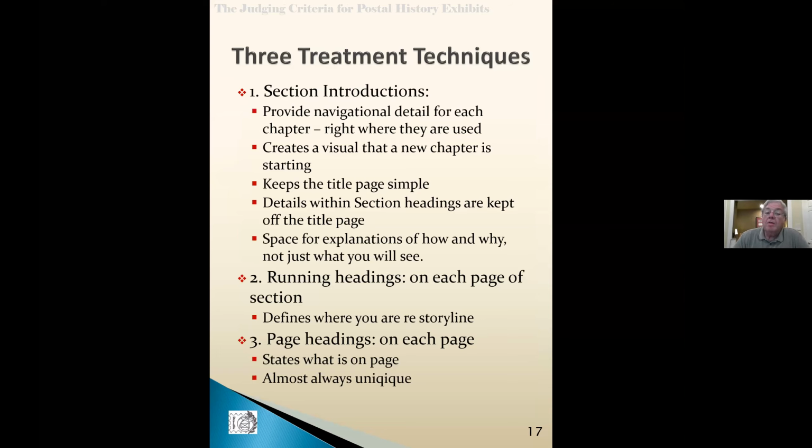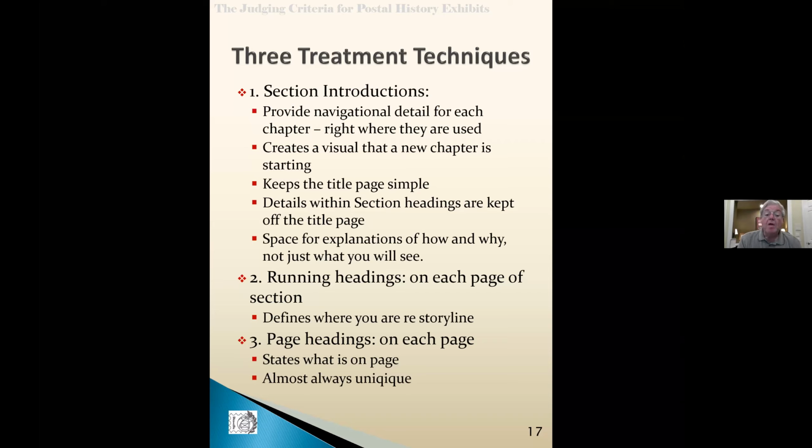The 3 treatment techniques are very important. I'm going to talk a lot about the 3 treatment techniques: section introduction, running headings, and page headings. Section introductions provide the navigational detail for each chapter. You put that at the beginning of a chapter and it creates a visual that a new chapter is starting. Keeps the title page simple.